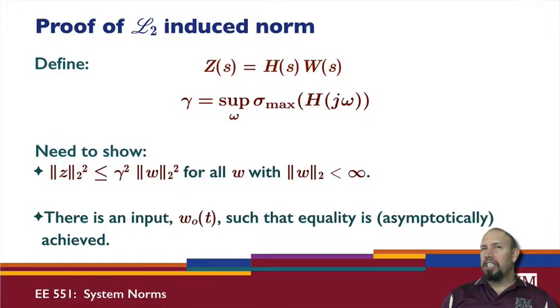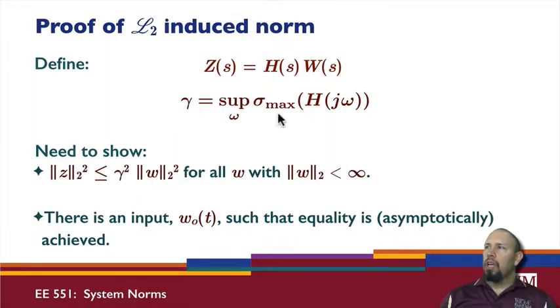So this is really a sketch of the proof. The proof is actually much more involved, but this is most of the proof. So if I look at it in the frequency domain, Z of S is equal to H of S times W of S. And gamma then, we're going to just define it to be this quantity. Okay, we're going to come back later and show that this is actually the H infinity norm.